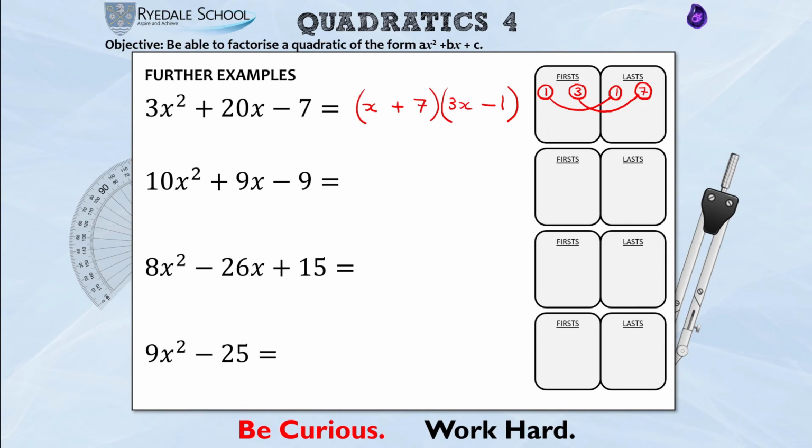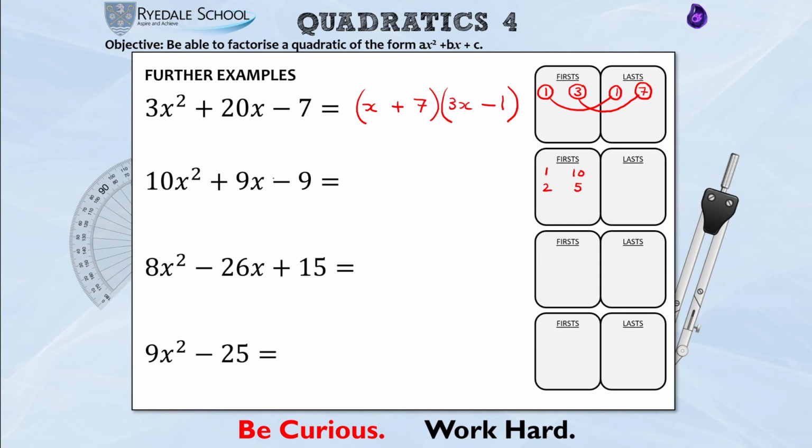Again, check with FOIL, multiply it out. You can either do that in your head or at the side. Next one, increasing the number of combinations. I have 10x squared plus 9x take 9. What could my firsts be? What multiplies to make 10? Well, 1 and 10 and 2 and 5.